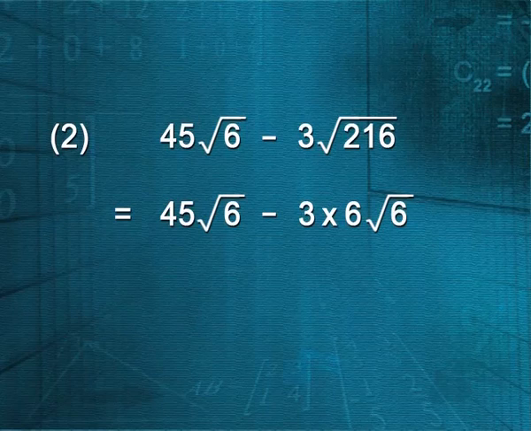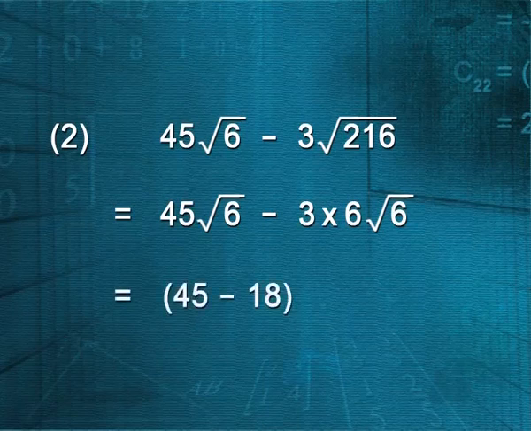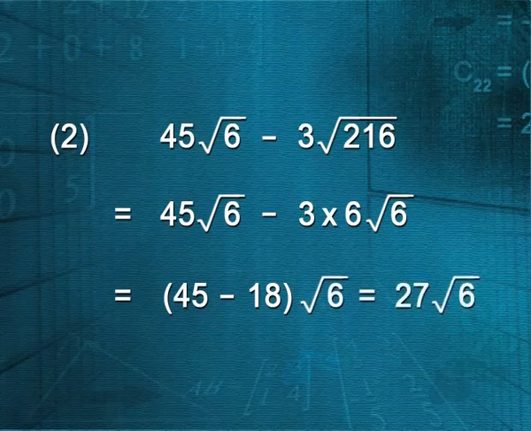Now, in both the surds you have root 6 common, which is the irrational factor. So we will take that irrational factor outside the bracket, and inside we will get 45 minus 18, times root 6, which is equal to 27 root 6. So this is how we add or subtract surds. Let us see one more example in which we take both operations at the same time, that is addition and subtraction.